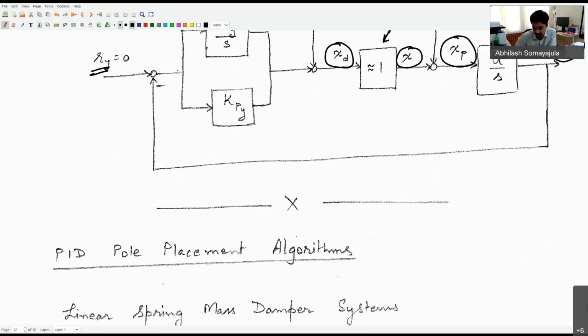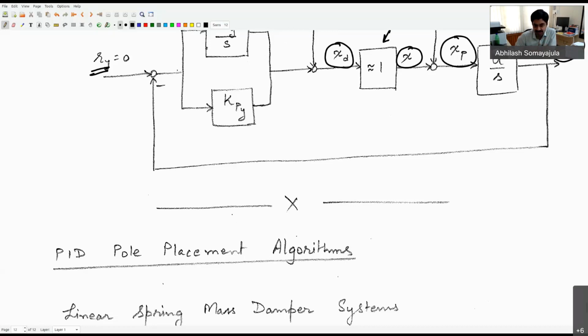Specifically with respect to spring mass damper systems, we'll revisit it once, and then we'll look at non-linear pole placement methods. So far what we have been looking at, the plant has been linear, right? That is why we are able to take these Laplace transforms and deal with it. But what happens in the non-linear case is what we will be trying to look at in the coming lectures.